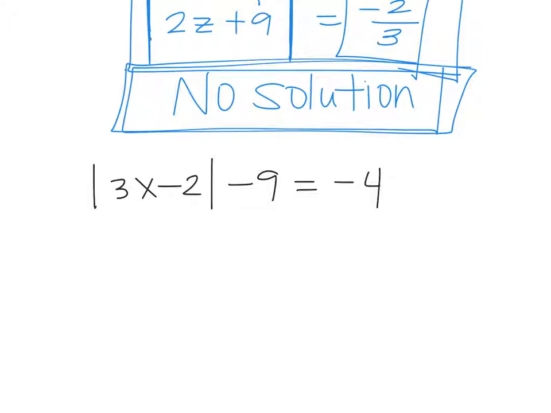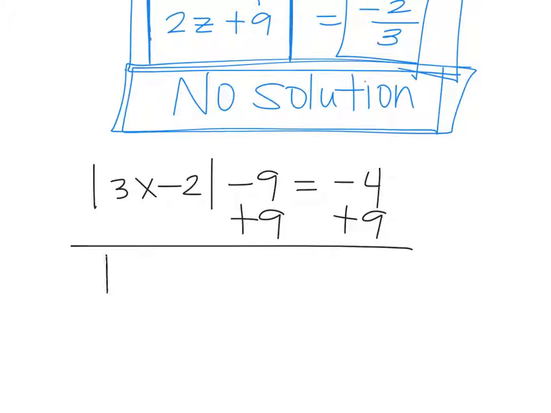Not yet, right? Why? It's not isolated, right? We have to isolate first before we can make that decision. So how do I get the absolute value on the left by itself? You want to get rid of that minus 9. How do I get rid of it? You add it. You're going to add the 9. So plus 9 here and plus 9 here.